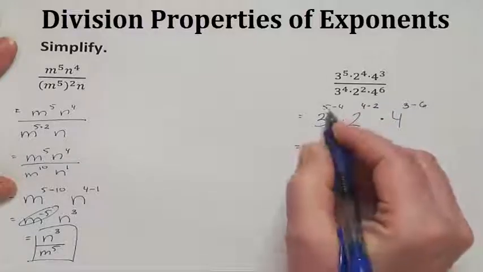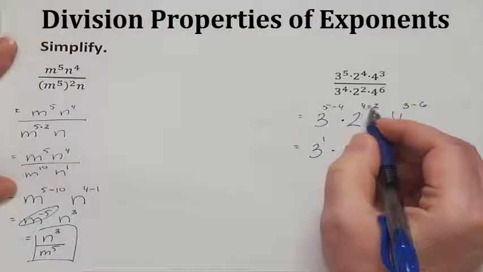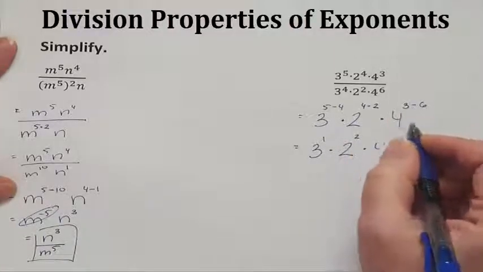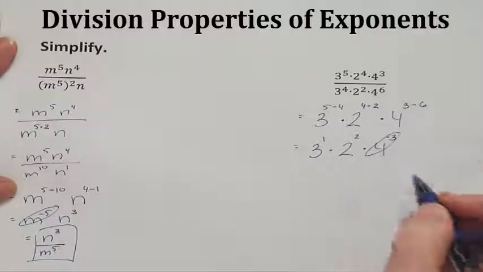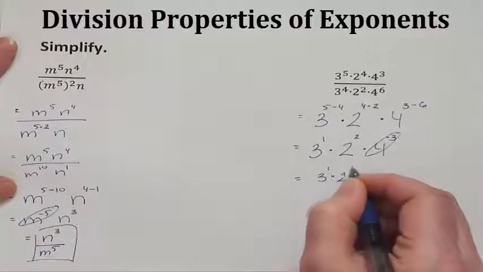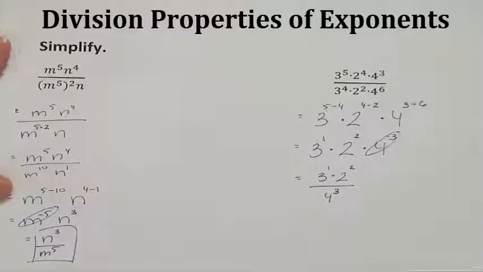So for my base of 3, 5 minus 4 is 1. Times my base of 2, 4 minus 2 is 2. Times my base of 4, 3 minus 6 is a negative 3. I'm not allowed to have negative exponents, so you need to move them. So the top was 3 to the first power times 2 to the second power, all over the bottom, which is actually now a 4 to the third power. There are no other negative exponents.